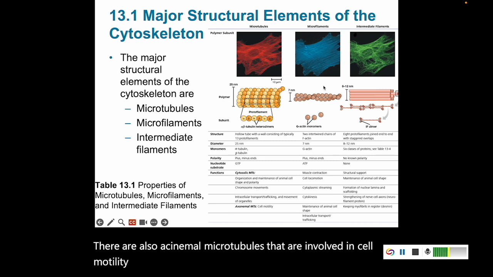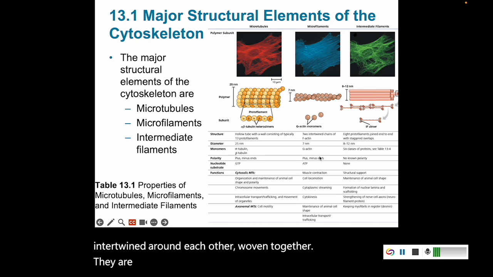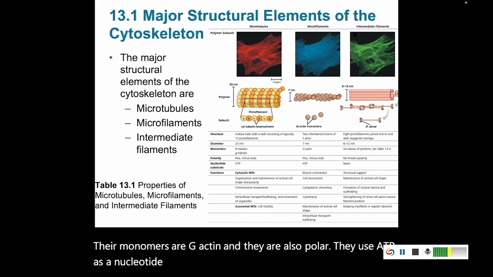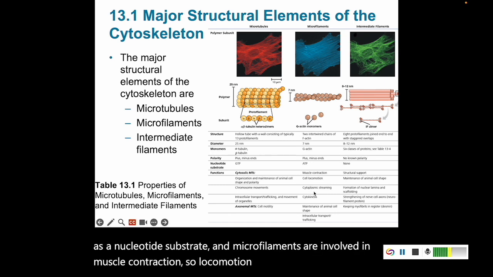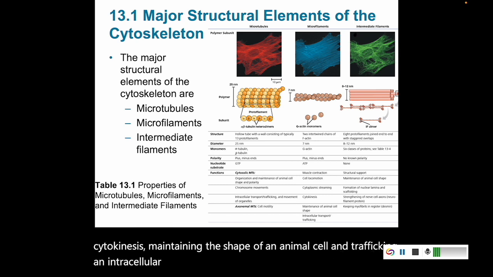Next are microfilaments. These are two chains that are intertwined around each other, woven together. They are much thinner in diameter. Their monomers are G-actin, and they are also polar. They use ATP as a nucleotide substrate. And microfilaments are involved in muscle contraction, cell locomotion, cytoplasmic streaming, cytokinesis, maintaining the shape of an animal cell, and trafficking and intracellular transport within the cell.